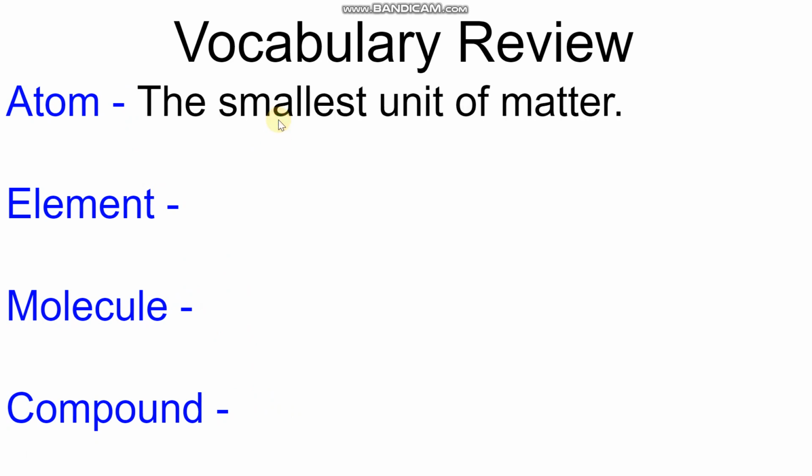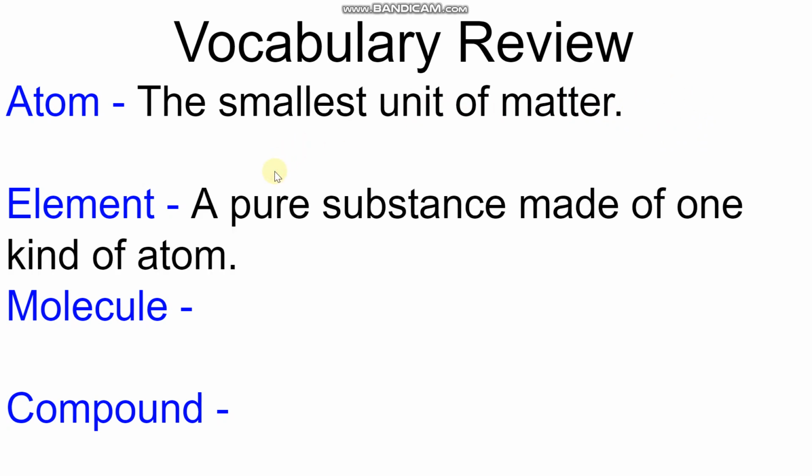So first of all, an atom. An atom is the smallest unit of matter. We usually represent it with like a little circle. An element is a pure substance made out of one kind of atom. So usually we will designate which type of atom we're looking at by putting the element symbol inside the circle.